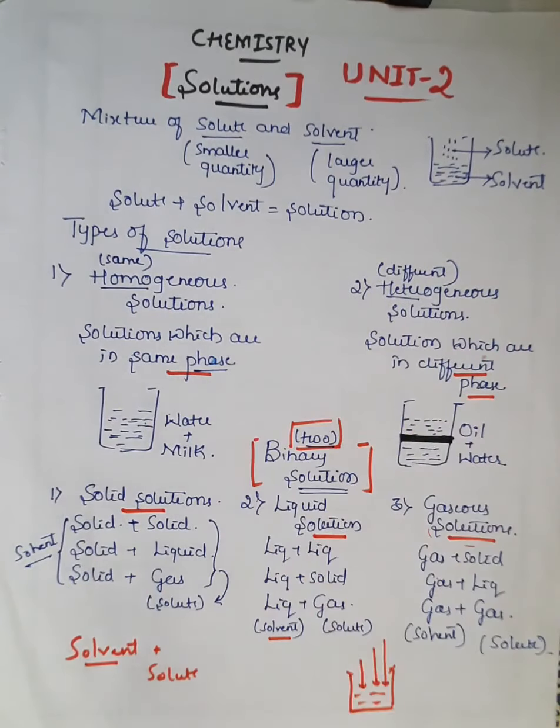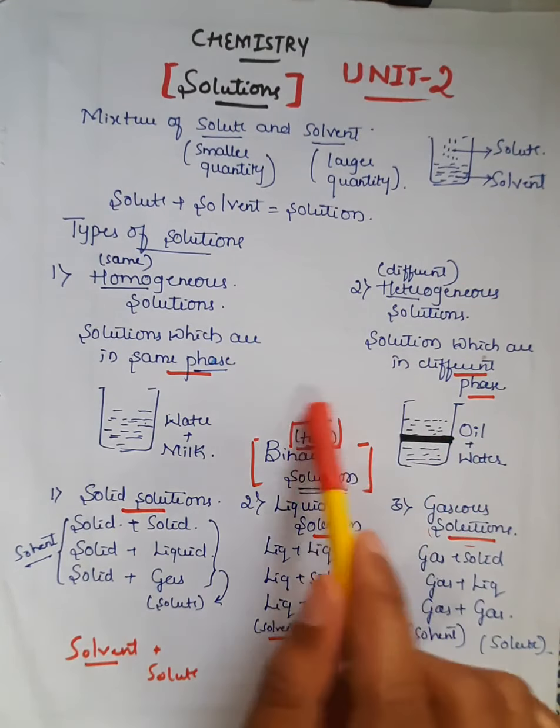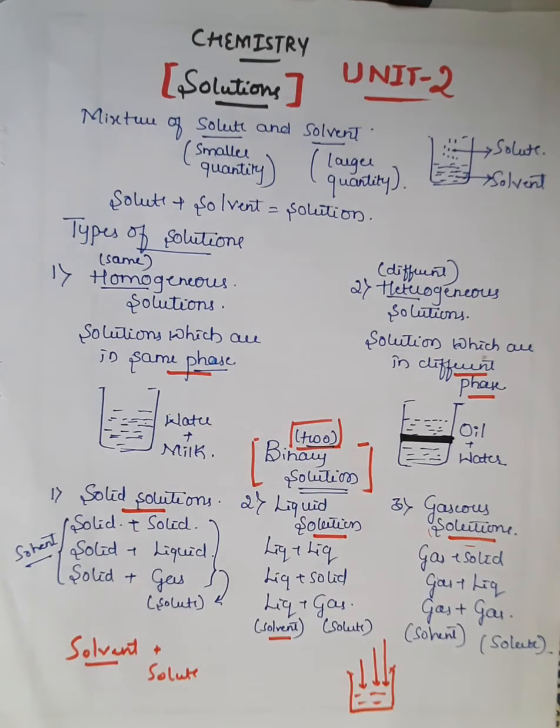And in case of heterogeneous, what happens? Both components will not mix with each other. These are immiscible liquids, that is, there is a line of demarcation. And further, if you go for the binary solutions, binary means there are two components, and these are of three types: solid solution, liquid solution, and gaseous solution, right?